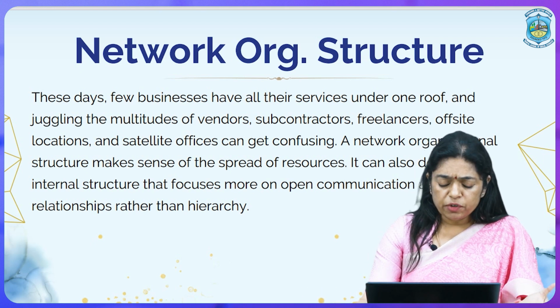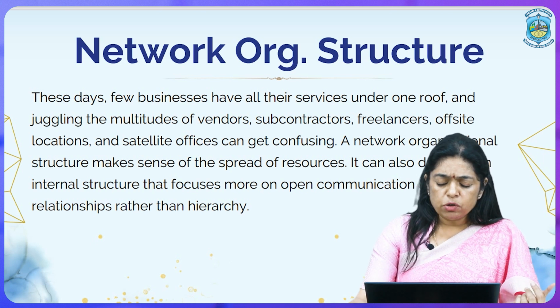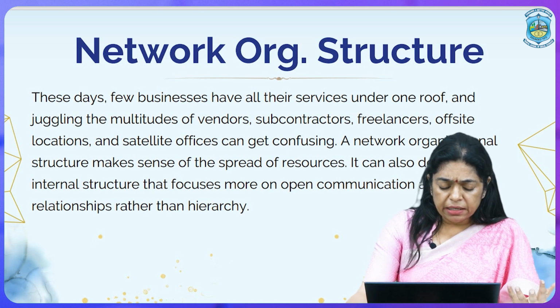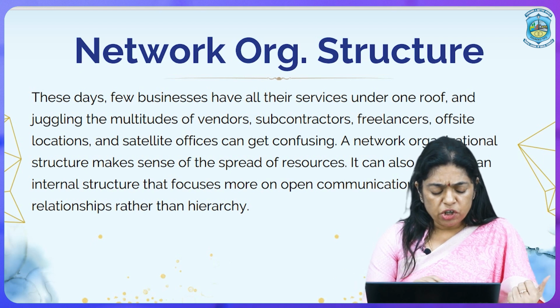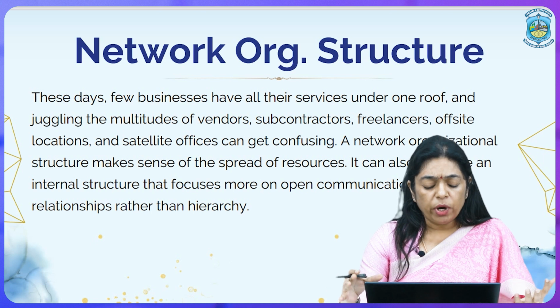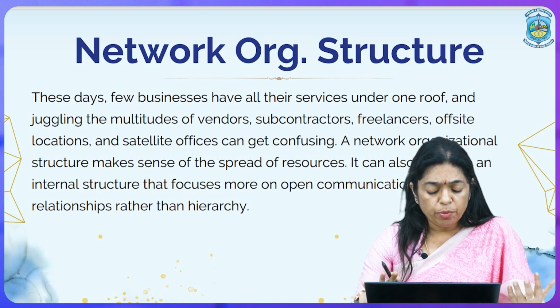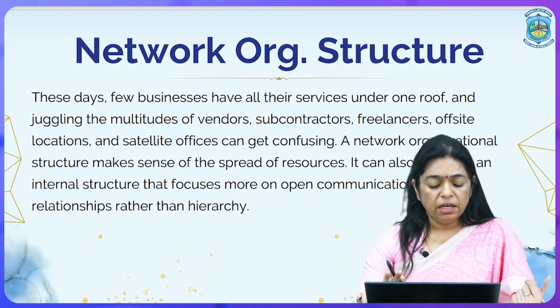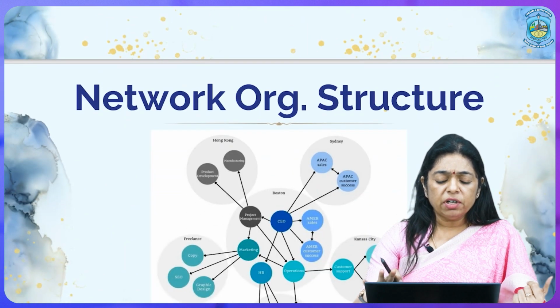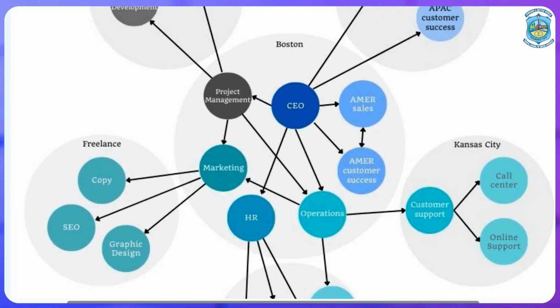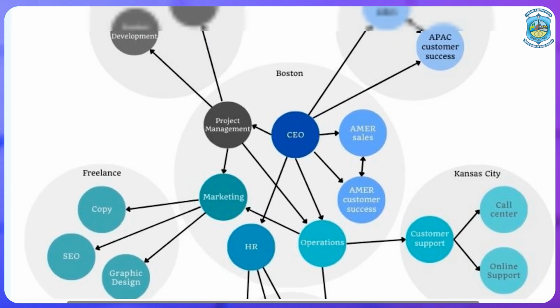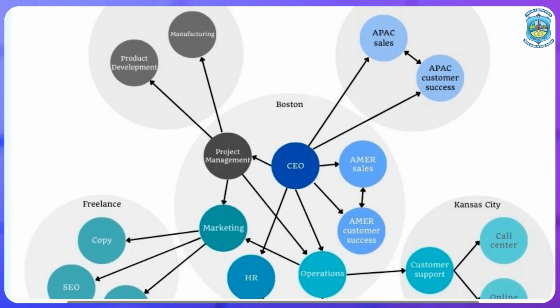This structure makes sense of the spread of resources, and it can also describe an internal structure that focuses more on open communication and relationships with different outside stakeholders rather than hierarchy. So, here it creates a network kind of organization structure, as you can see in the chart. The CEO is sitting, and he is dealing with project managers, marketing, HR, and then he has different sales outside his normal place of business, as the diagram explains.